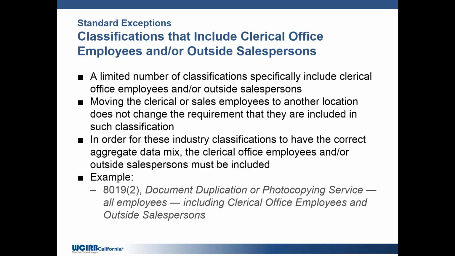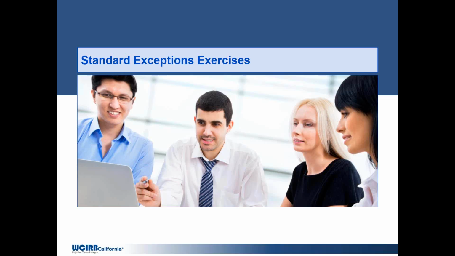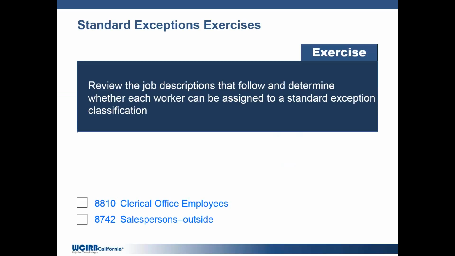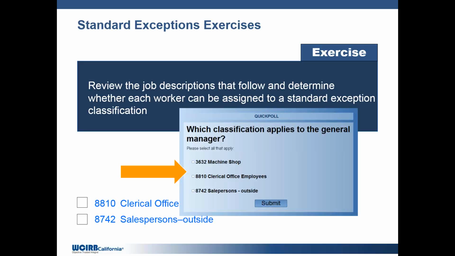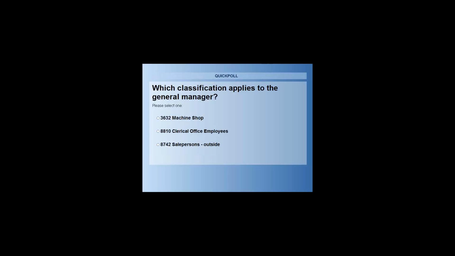We now have some exercises to demonstrate some of the important concepts regarding standard exception employees. For each of the following 5 scenarios, review the job descriptions and determine whether each worker must be assigned to the employer's basic business classification or if they can be assigned to a standard exception classification. We'll be using the webinar poll function and give everybody a chance to select their answer. When the quick poll panel appears on your screen, select your answer on this quick poll panel and then click Submit.